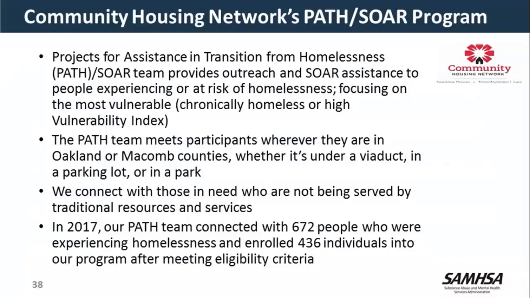Here at Community Housing Network, I work on the PATH team, and for those who are not familiar with PATH, we provide outreach and SOAR assistance to people who are experiencing homelessness or at risk of homelessness. We focus on the most vulnerable, chronically homeless, or who have a high vulnerability index. We meet with folks where they're at, so that could be outside at a park, a parking lot, under a viaduct. It's really everywhere and anywhere, and that's how I receive my referrals for SOAR.